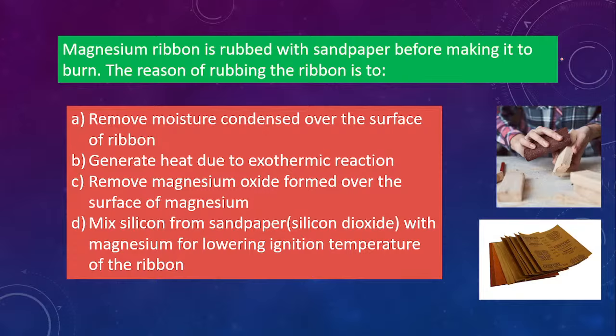Magnesium ribbon is rubbed with sandpaper before making it burn. The reason for rubbing the ribbon is to, option A, remove moisture condensed over the surface of the ribbon. Option B, generate heat due to exothermic reaction. Option C, remove magnesium oxide formed over the surface of magnesium. Option D, mix silicon from sandpaper, silicon dioxide, with magnesium for lowering the ignition temperature of the ribbon. So everyone start giving the answer.